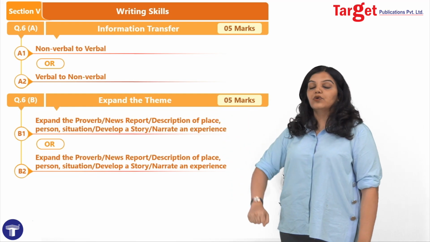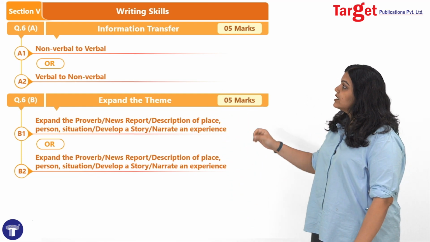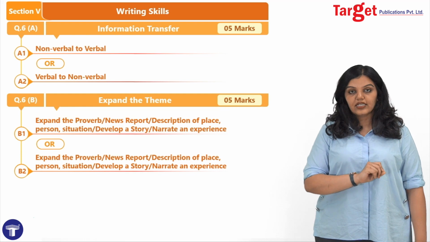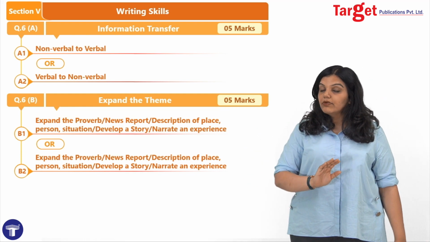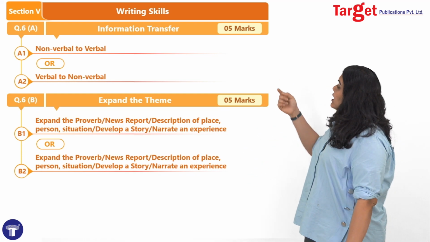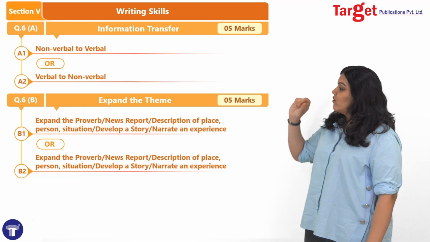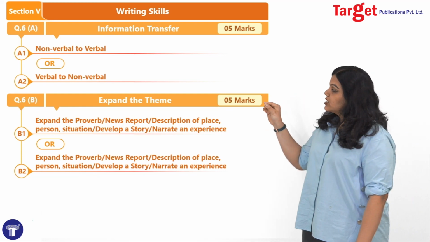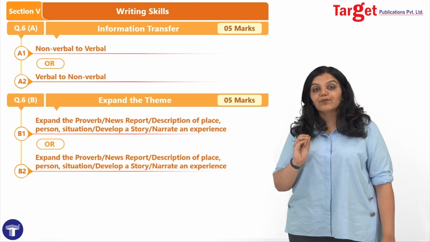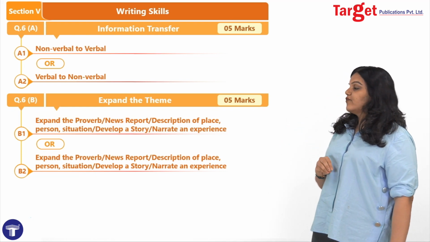And then we move on to question 6, where in question 6a we are dealing with information transfer, which could be verbal to non-verbal or non-verbal to verbal. One of them will come in your paper for 5 marks. And in question 6b, we have expand the theme, which is again worth 5 marks.